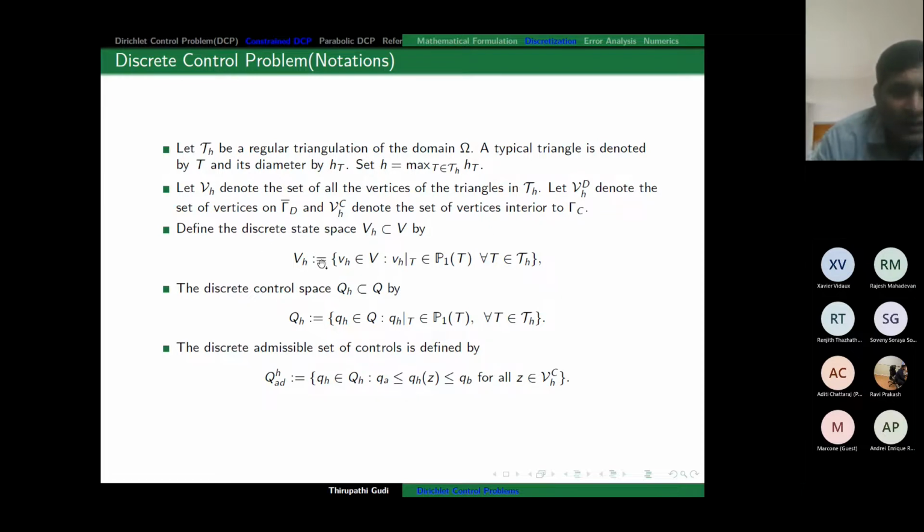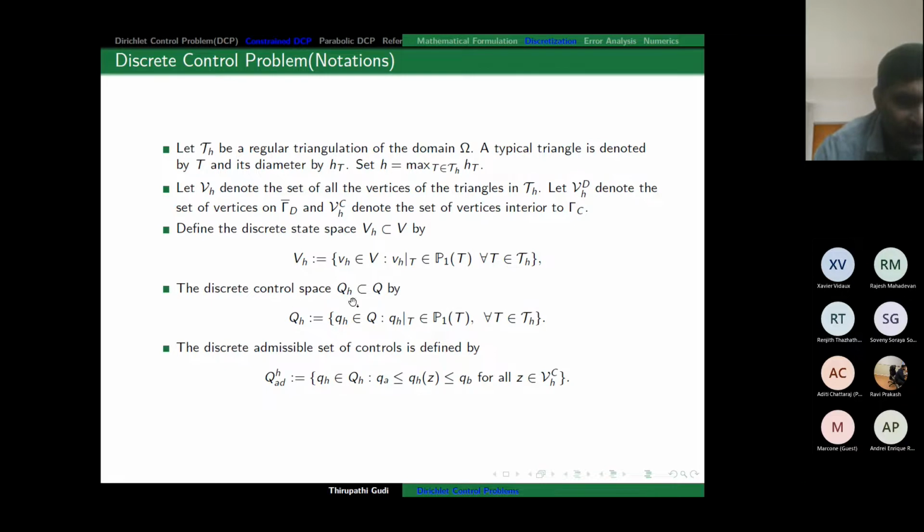And for approximating the state, which is u, we use this space. V is H^1_0. Because these are piecewise polynomials, you can think these are all continuous on omega closure. And when you restrict to each triangle, it is a polynomial of degree 1.